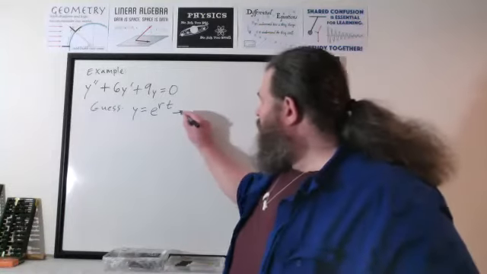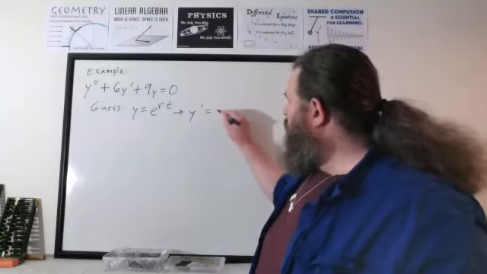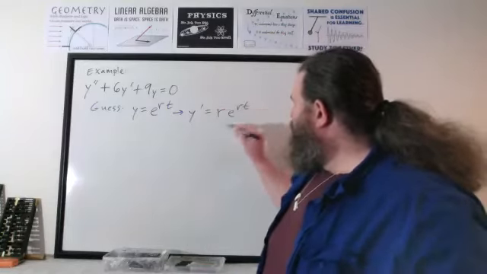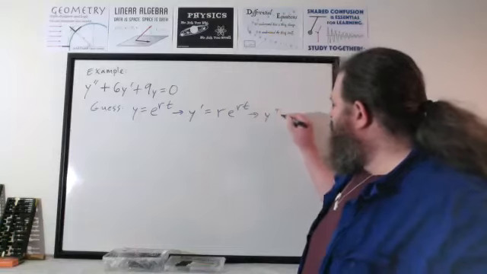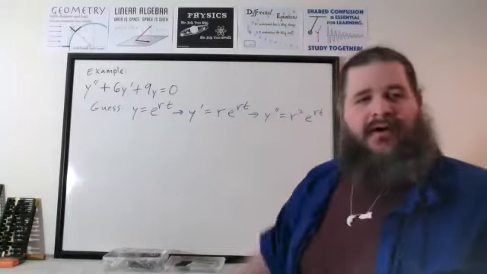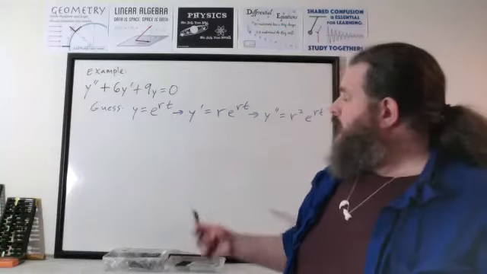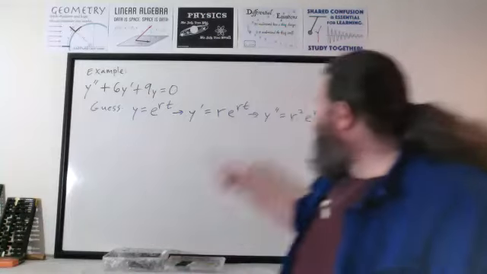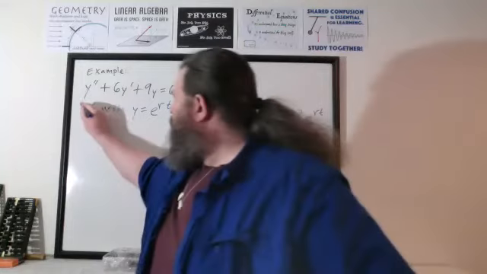So of course, that means we'll need the first derivative and the second derivative. Each one just bringing out an extra times r from the chain rule. So if we fill those in, y double prime can be replaced with r squared e to the rt.